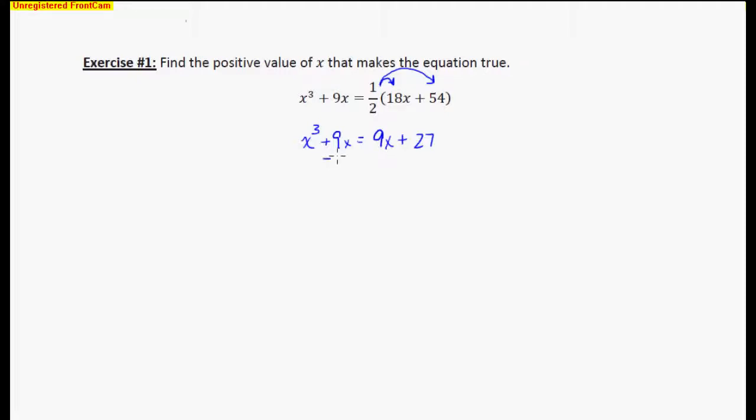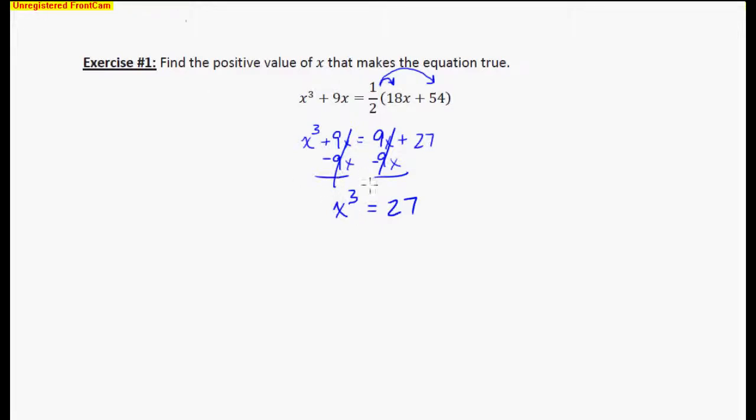So I'm going to take away this 9x, and whatever I do to one side, I have to do to the other. And this is where this problem turns into a real easy problem, because 9x minus 9x, well, those go away. And 9x minus 9x, well, those also go away. So all I'm left with over here is x to the third, and all I'm left with over here is 27.